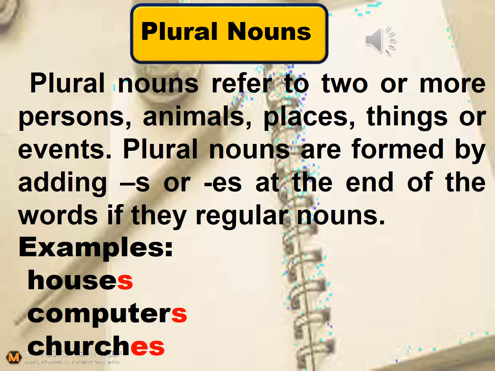Plural nouns. Plural nouns refer to two or more persons, animals, places, things, or events. Plural nouns are formed by adding s or es at the end of the words if they are regular nouns. Examples: houses, computers, churches.